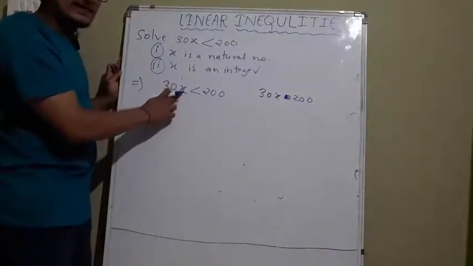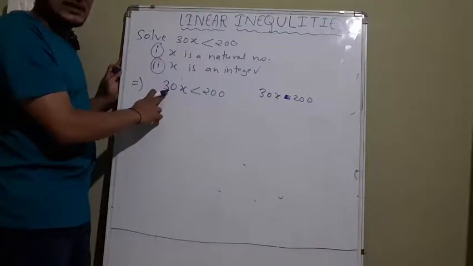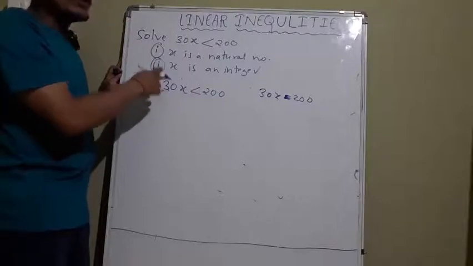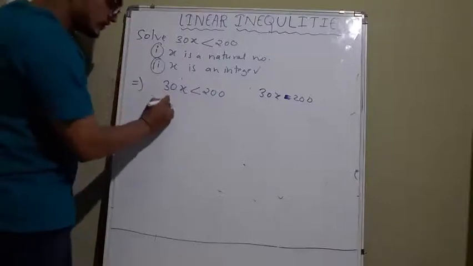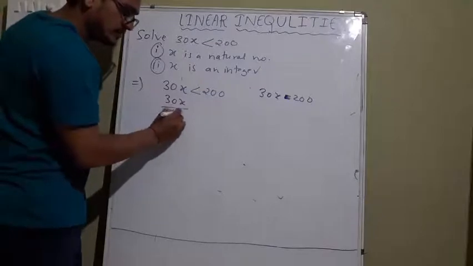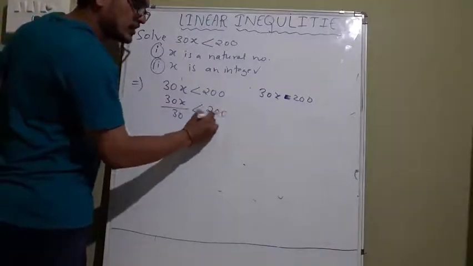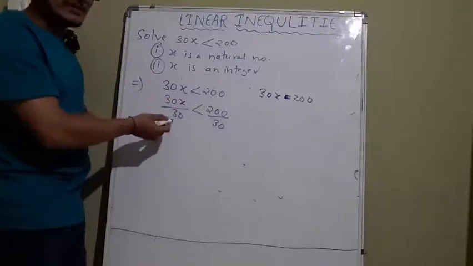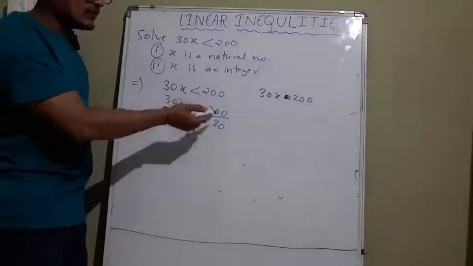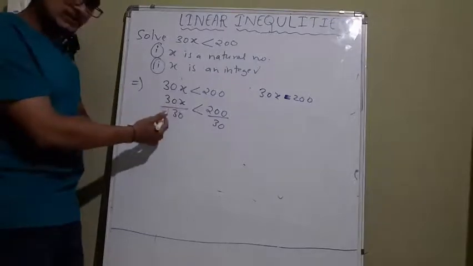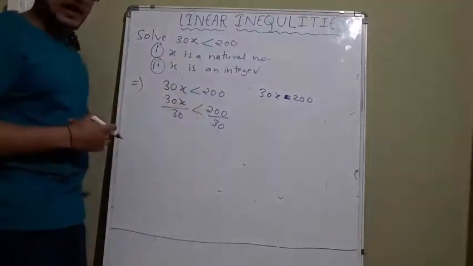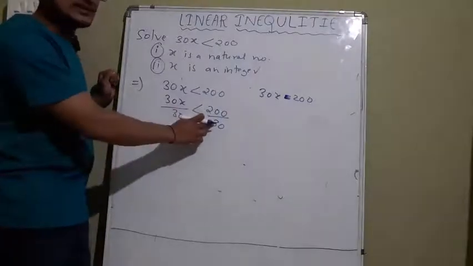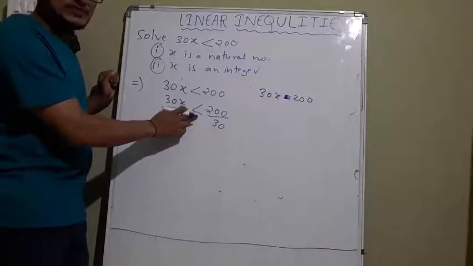Now here I want x. I don't want this 30, so we want to cancel this 30. The 30 gets cancelled when you divide by the same number. Therefore, 30x divided by 30 is less than 200 divided by 30. To cancel that 30, I have divided by 30, but the same number you have to divide on the other side. What you do on the left hand side, the same thing you have to follow for the RHS also. Now I have divided by plus 30 on both sides, so there is no change in the symbol.